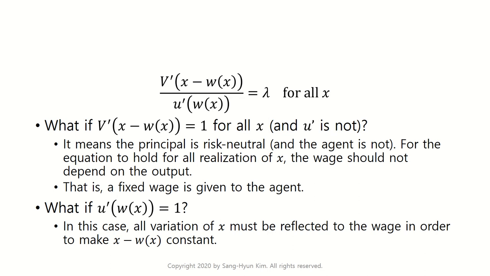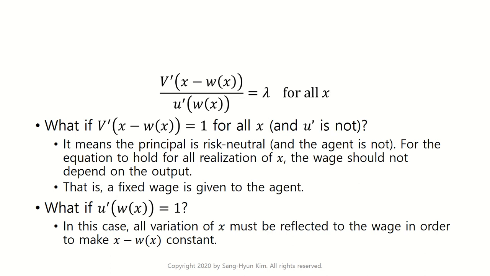And we considered these extreme cases, like the principal is risk neutral and the agent is risk averse, and the agent is risk neutral, and we could see our intuition works. If the principal is risk neutral, then all the risk must be taken by the principal, and if the agent is risk neutral, then all the risk must be taken by the agent. Okay.